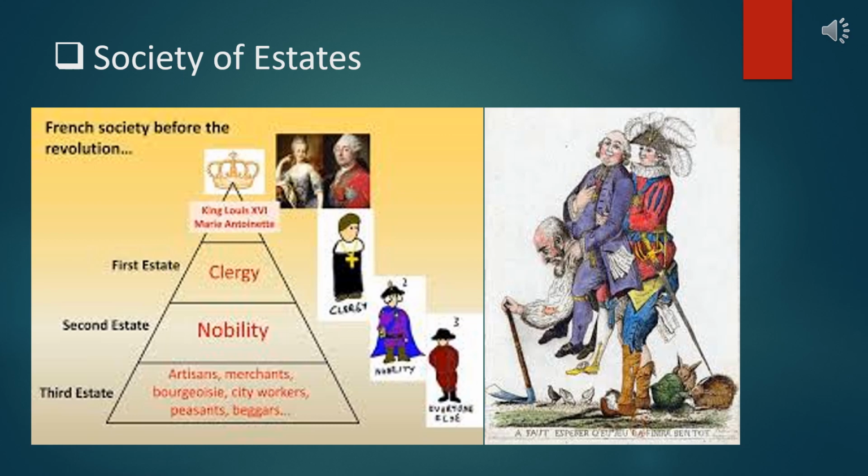As you can see in the picture, the first estate, which was commonly known as the clergy, was the group of people involved in church matters. Now the second estate, known as nobility, were the people who had high rank in state administration. And the third estate comprised big businessmen, merchants, court officials, lawyers, peasants, artisans, landless laborers, and servants.